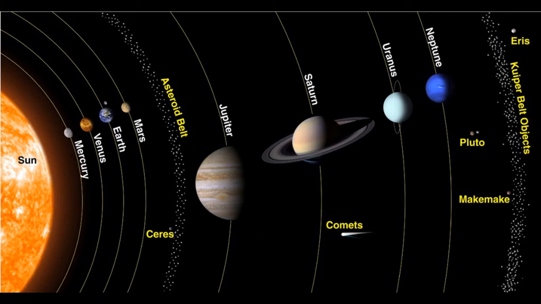So which are those planets? Let's see from here only. Mercury, Venus, Mars, Jupiter, and Saturn. These are the planets which can be seen with naked eyes. Uranus and Neptune are too far, so they cannot be seen.